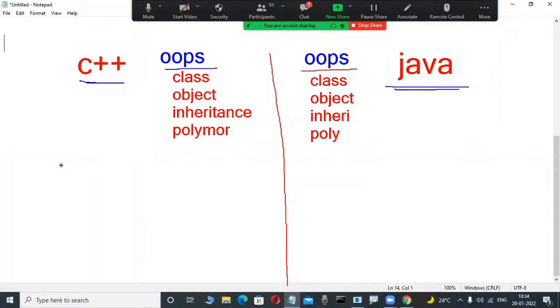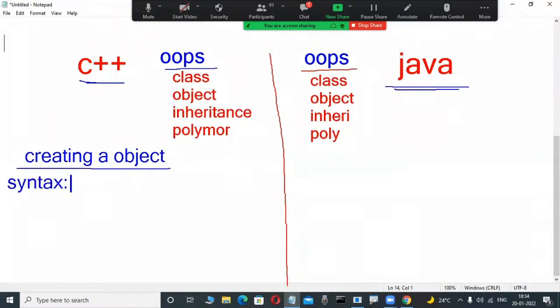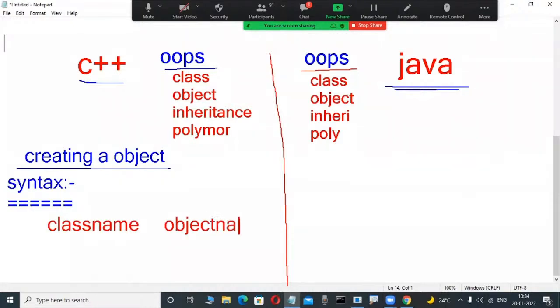Can anybody guess? Suppose in C++ I want to create an object from a class. What is the syntax? Technical persons, anybody have an idea? So many persons have an idea, I think. Creating an object from the class, what is the syntax in C++? Yes, so many fellows have an idea. Slowly observe here, here is the only difference. Class name, space, object name. This is the syntax to create an object from the class in C++.